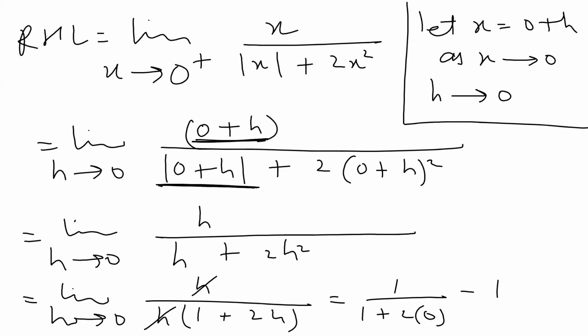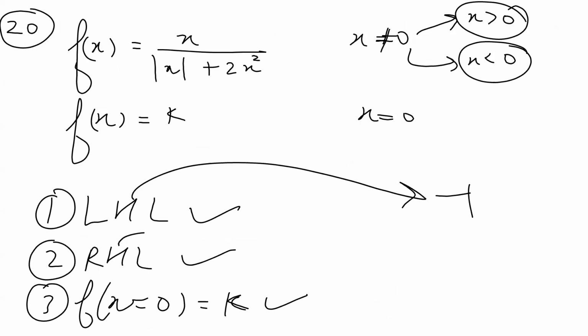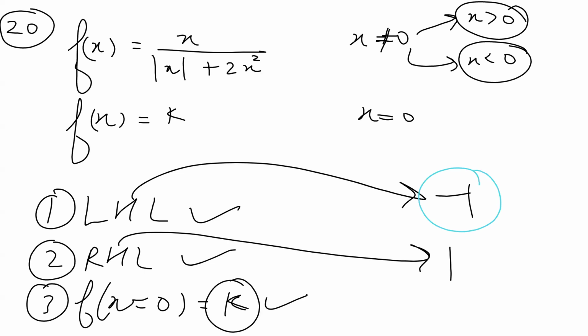And here it is 1. Okay, now see, this is equal to minus 1. This is equal to 1. So this value k does not really matter because LHL is not equal to RHL. So here only we come to know that the function is discontinuous. We did not really bother about the value of k, and they are not asking us the value of k in this problem. They are saying that for any value of k, this will remain discontinuous, which is true because LHL and RHL answers are not matching.